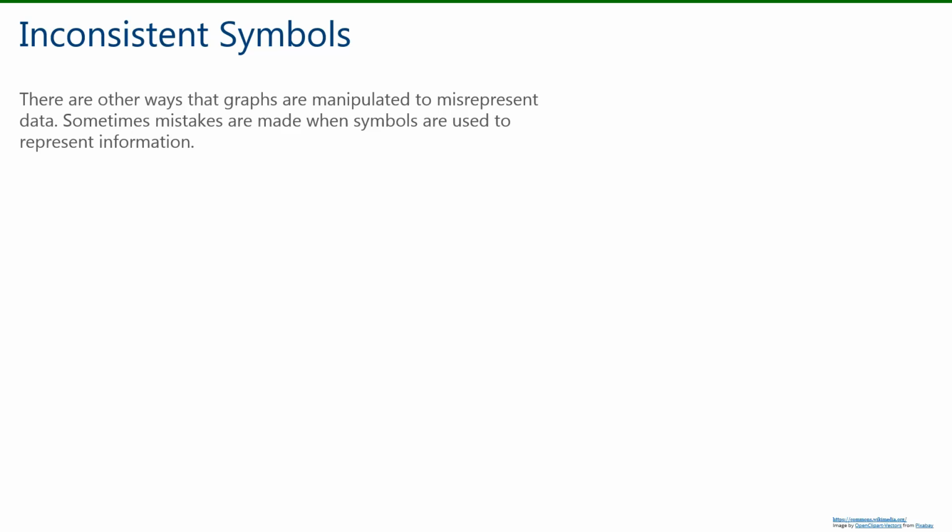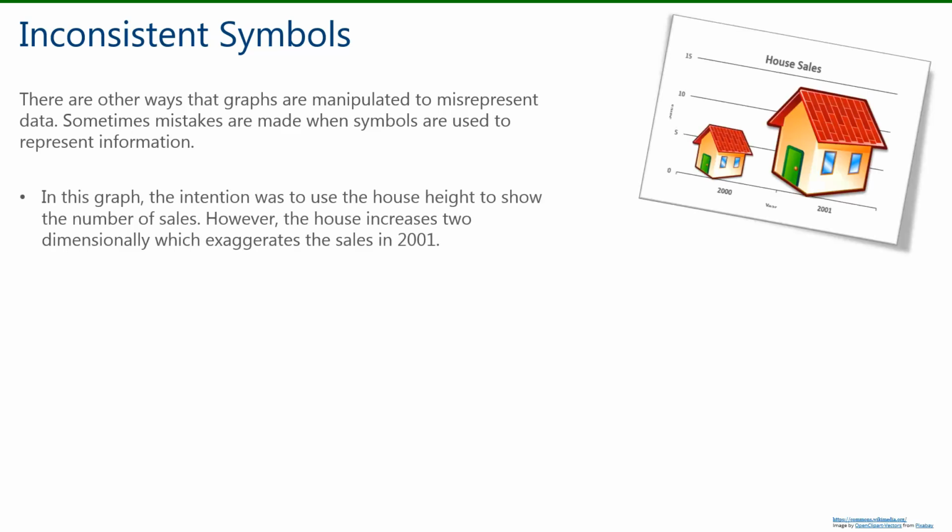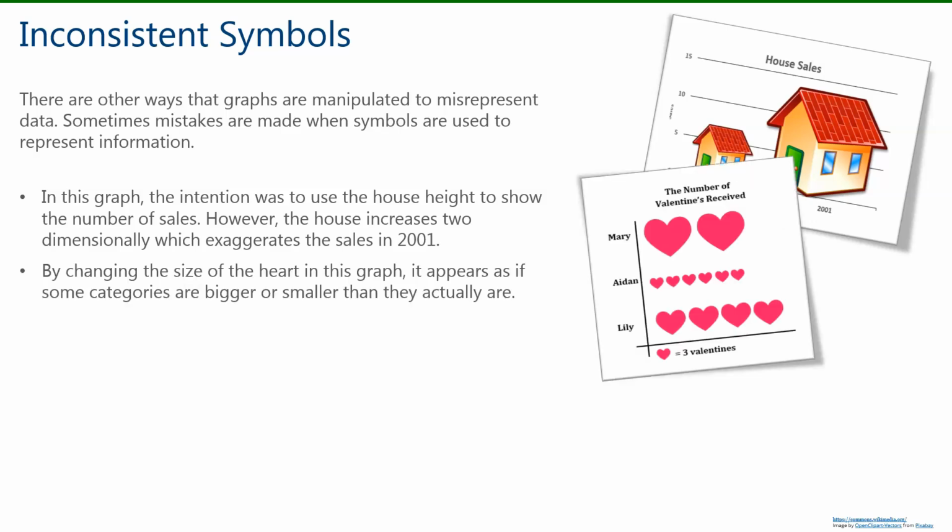Sometimes mistakes are made when symbols are used to represent information. In this graph, the house height represented the number of sales. However, because the house increases two-dimensionally, the sales in 2001 were exaggerated and look significantly more in comparison to the previous year. In this graph, the size of the symbol changed from one category to the next, making it appear as if some categories had more than others when they actually had less.